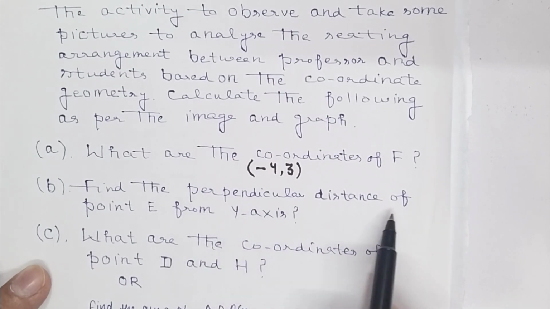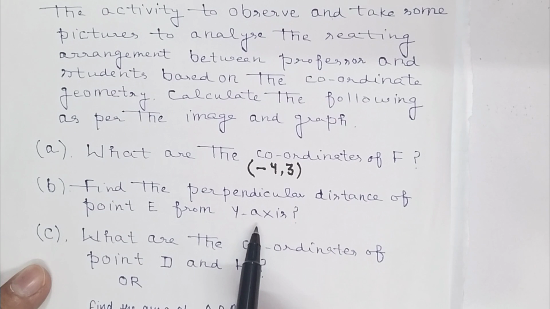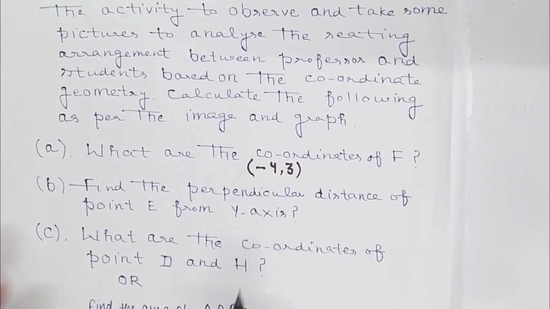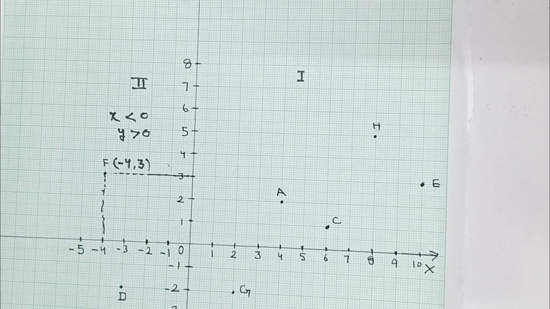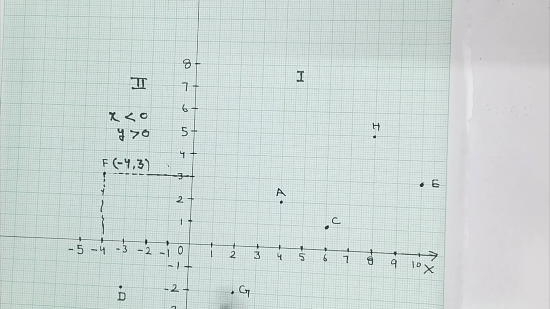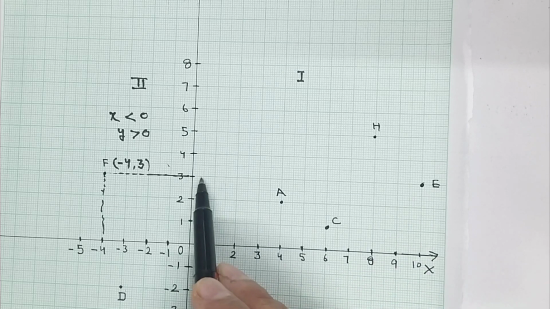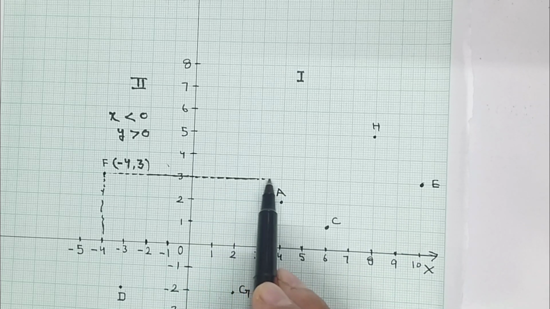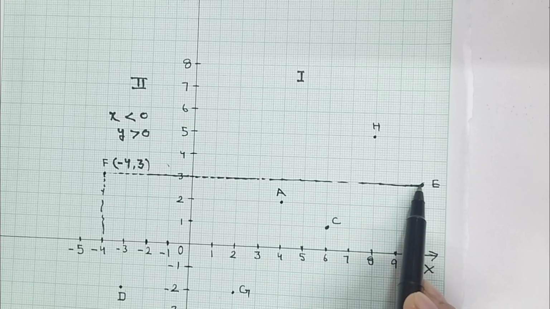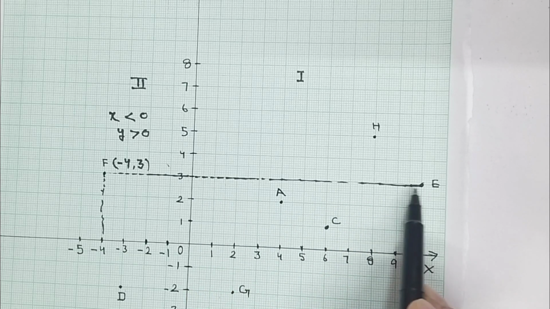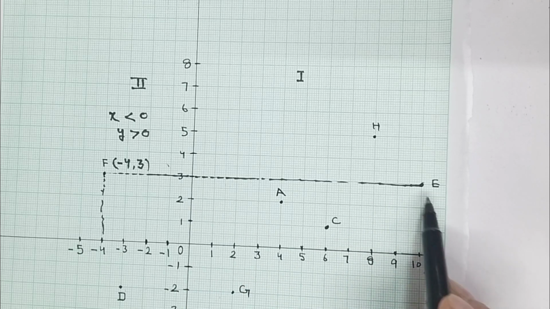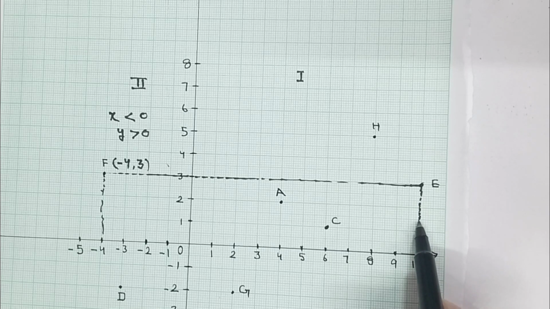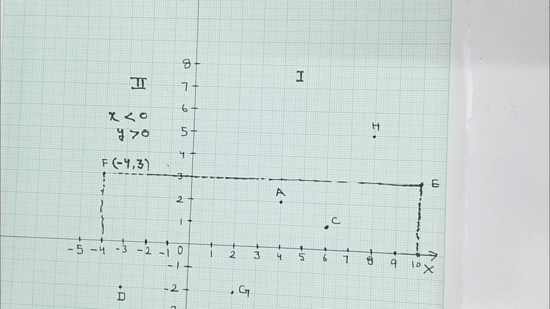Next is, find the perpendicular distance of the point E from y-axis. Means in the question it is asked to find the abscissa. So which is the point? E point. So let's see, where is the E point? This is. Now if I join this point this way, so the perpendicular distance of this point E from the y-axis, so how much it is? 10 units. And if in the question it is asked perpendicular distance from x-axis, so it will be 3 units.